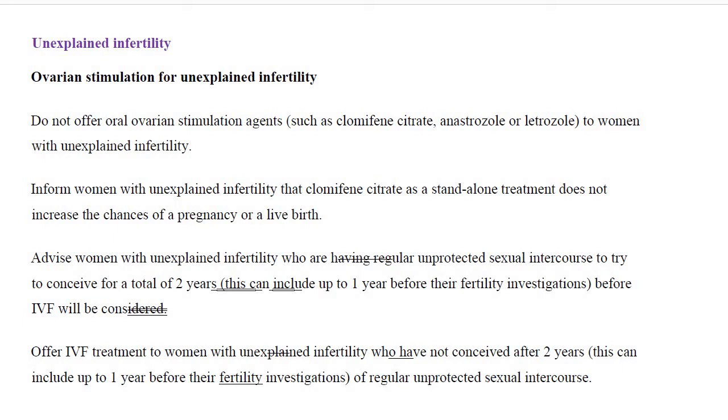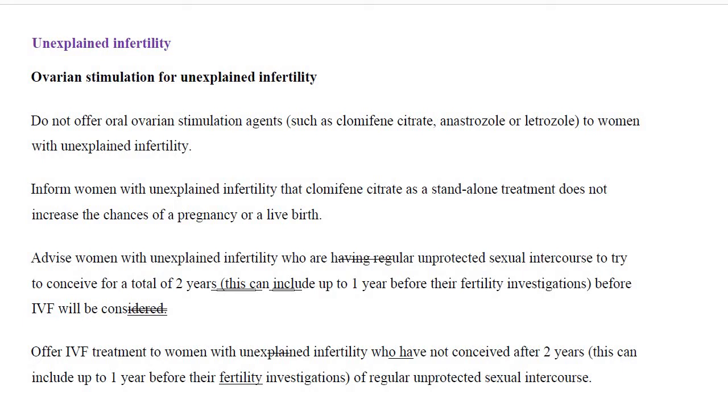Okay. So, unexplained infertility: ovarian stimulation for unexplained infertility. We should not offer oral ovarian stimulation agents such as clomiphene citrate, anastrozole or letrozole to women with unexplained infertility. Unexplained means that we don't know the cause. So if we don't know the cause, then why would we be stimulating her? Because maybe she is already ovulating. So we need to inform women with unexplained infertility that clomiphene citrate as a second line treatment doesn't increase the chances of pregnancy or a live birth.